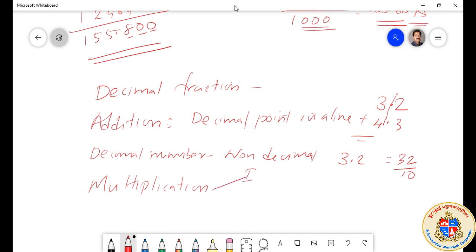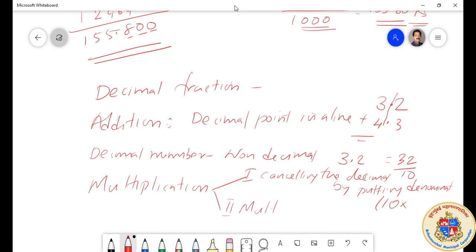Then you studied about multiplication. Multiplication can be carried out by method number 1, by cancelling the decimal. कैसे? बाय पुटिंग डिनोमिनेटर डाल के. कैसा डिनोमिनेटर? Which will be multiples of 10. Second method, multiply disregarding decimal. उसको इंपॉर्टेंस भी मत दो. Disregarding decimal. फिर add the decimal point later. ये दो मेथड से आपको वो प्रॉब्लम सॉल्व कर सकता है.